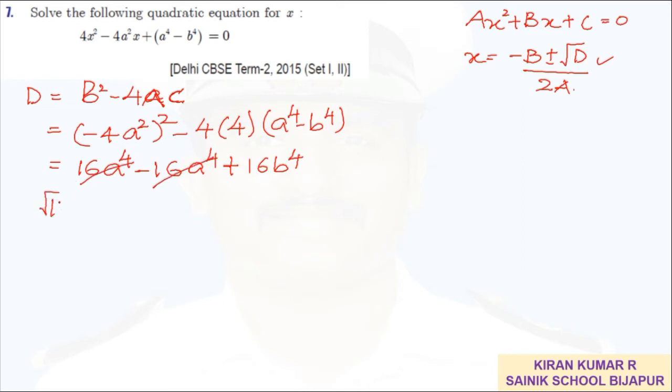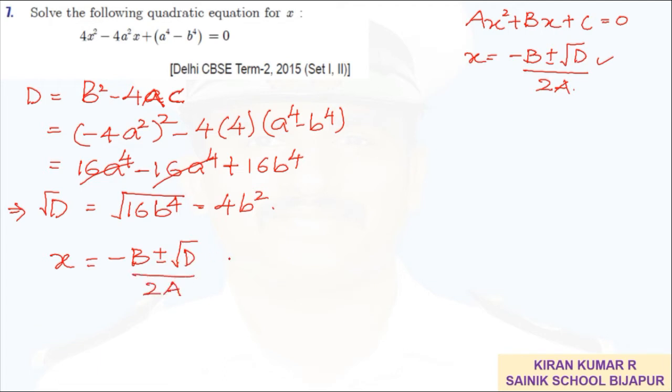Let me find the root of d. Root of the discriminant will be root of 16b raised to the power 4, so I can write it as 4b square. 4b square is the value of the root of the discriminant. Let me use the formula now. x is equal to minus b plus or minus root of d by 2a. Upon using the formula, it becomes negative of negative 4a square plus or minus 4b square divided by 2 times 4.